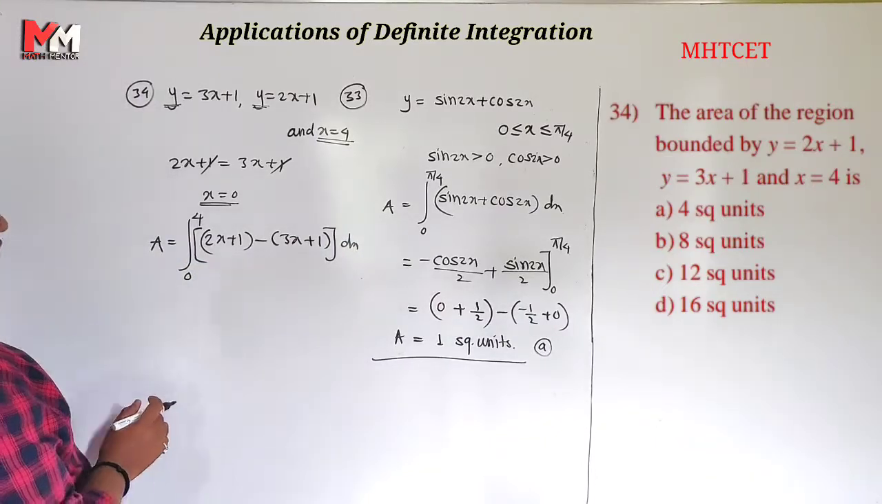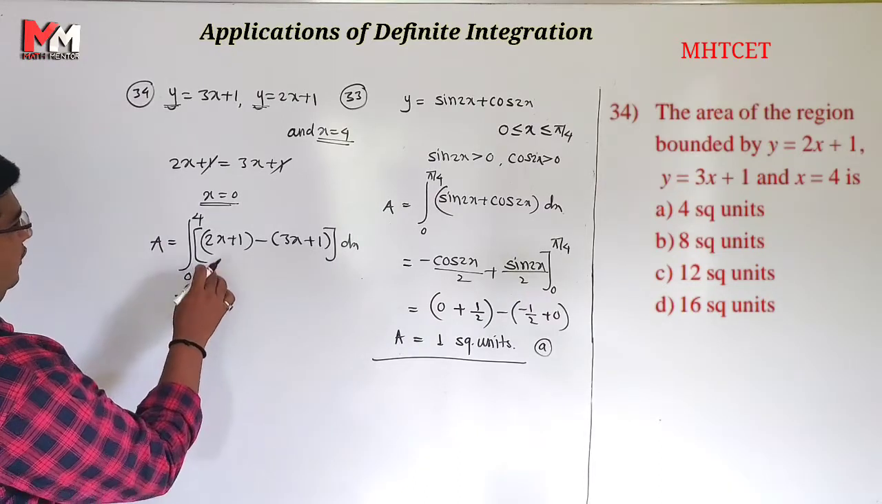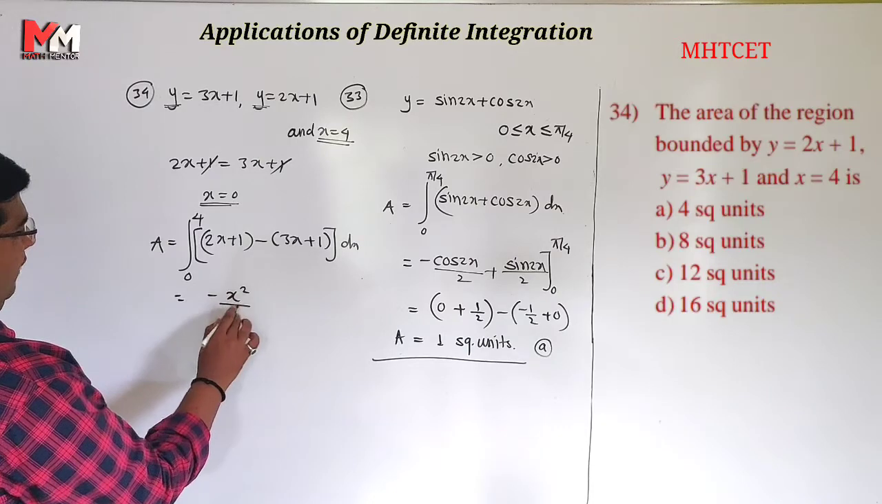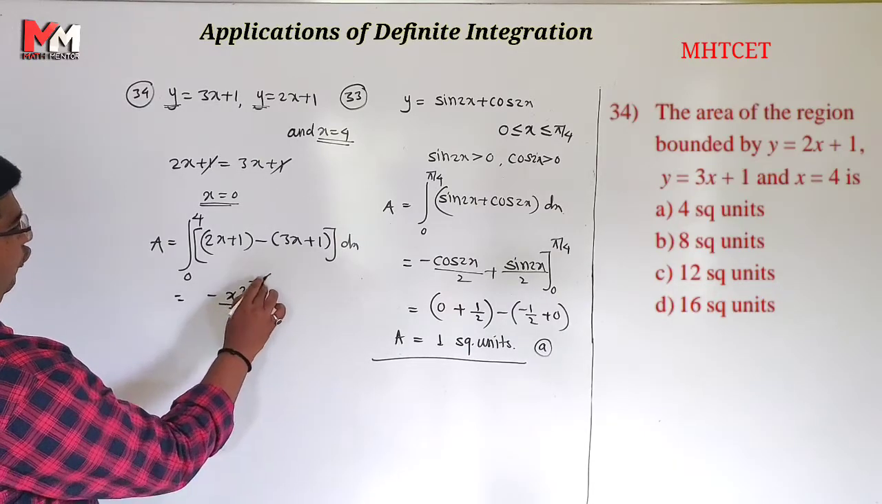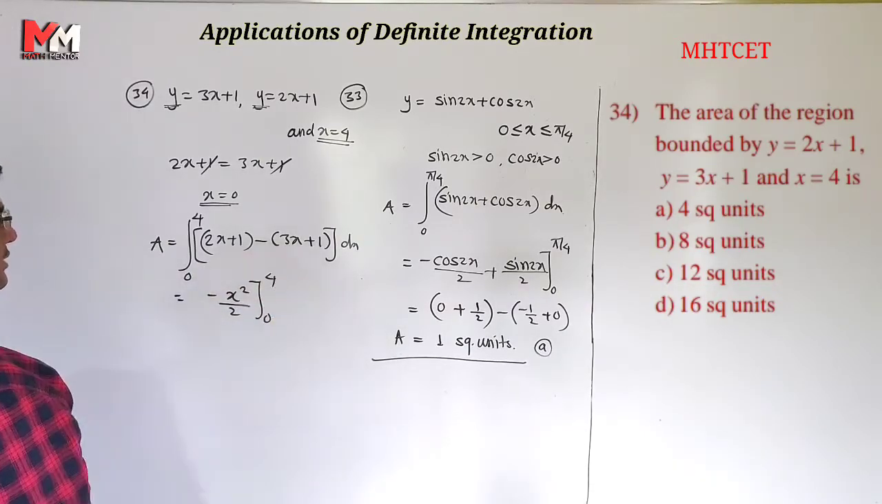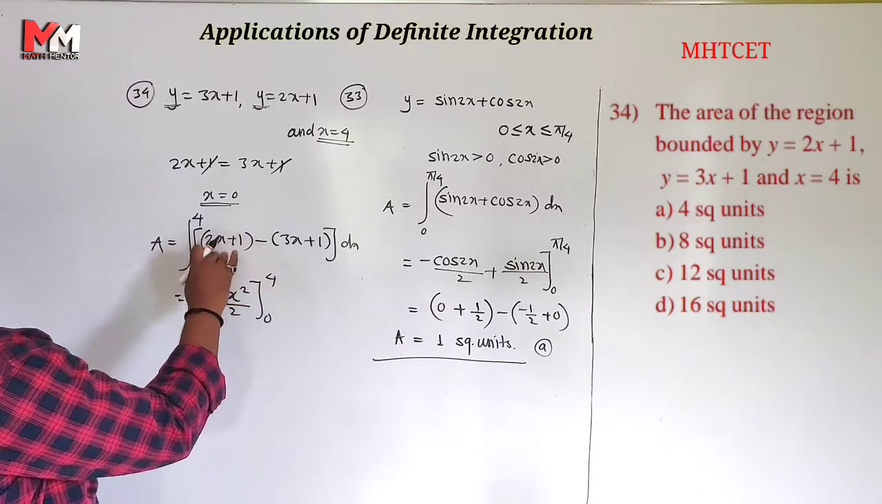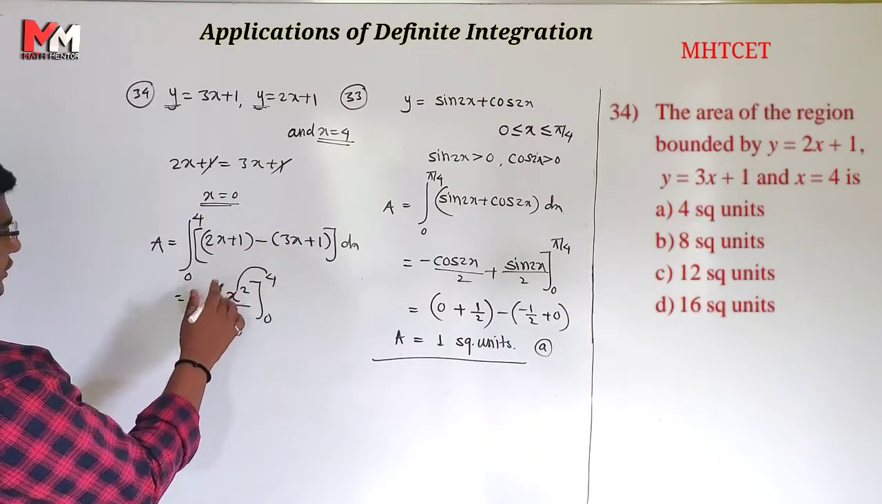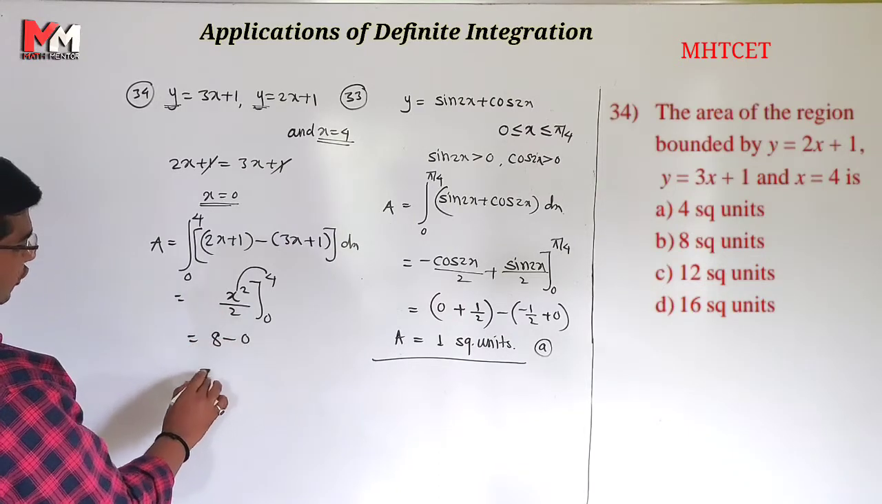2x plus 1 minus 3x plus 1. So this is 2x minus 3x, which is minus x. The integration of minus x is minus x square by 2 from 0 to 4. This plus 1 and this minus 1 cancel. 3x minus 2x or 2x minus 3x will be the same, so the minus is not considerable. 4 square is 16, 16 by 2 is 8. 8 minus 0, 8 is the answer.